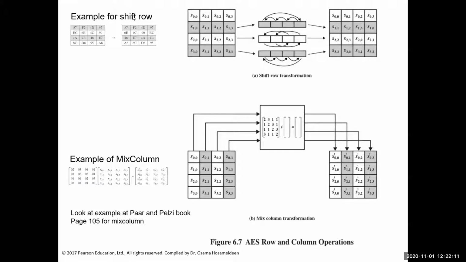I can make a notation to help you understand. The first row has no change. For the second row, I see that 90 is moved here, 4C is moved here, and 6E is moved here. So where is EC? EC is moved to instead of 90.